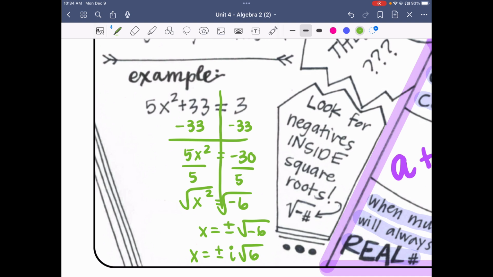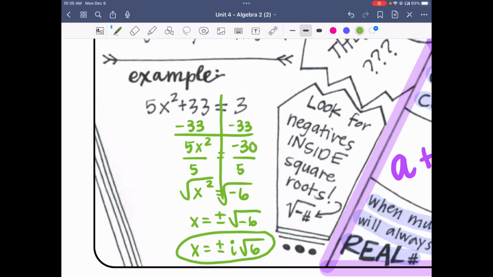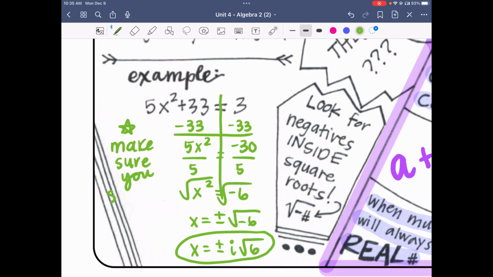So make sure you're always looking for negatives inside of your square roots here. I'm also going to put a note here that you should simplify the radical if necessary. In this problem, you couldn't, but most of the time you can.